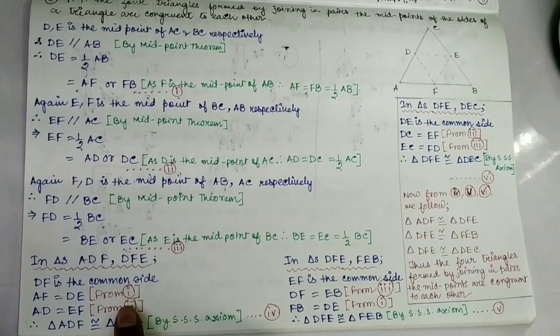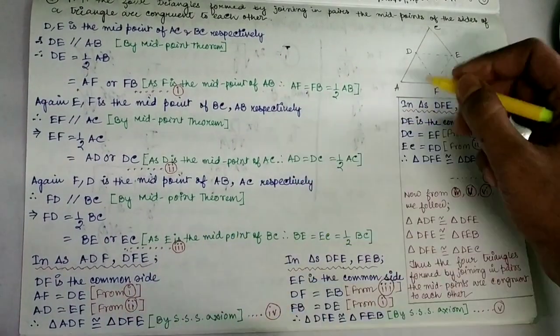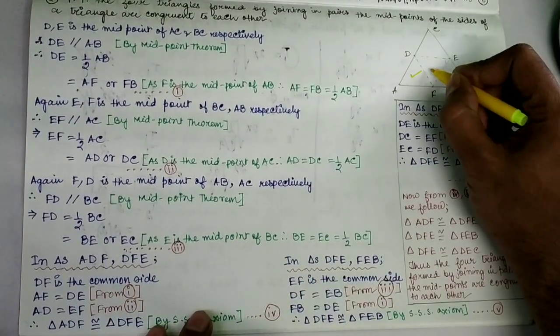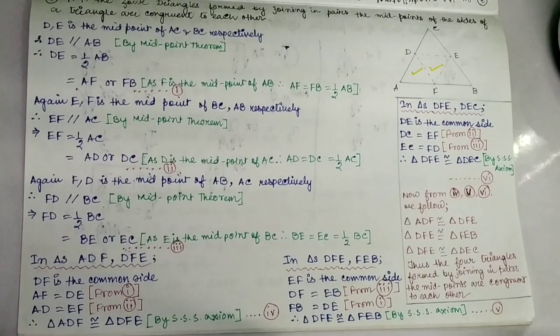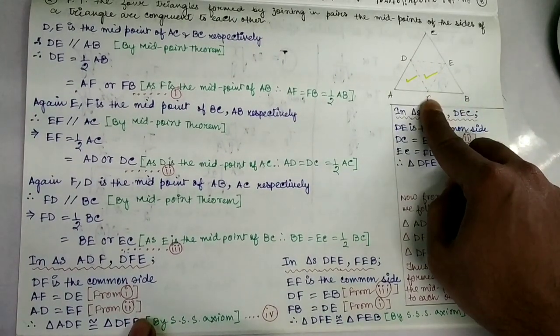So first let us consider these two triangles, triangle ADF and triangle DFE. Okay, so let's start. In these two triangles you can all see that DF is the common side.